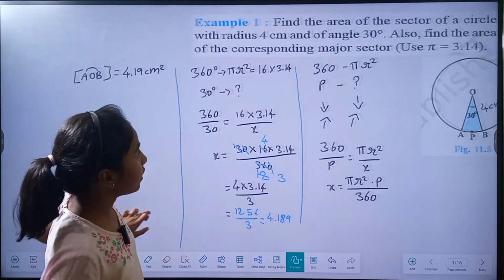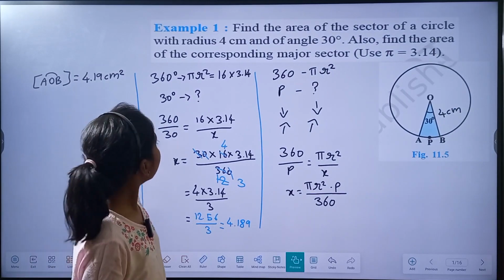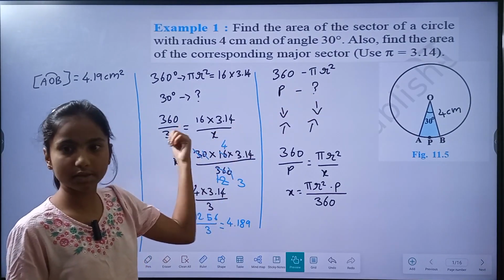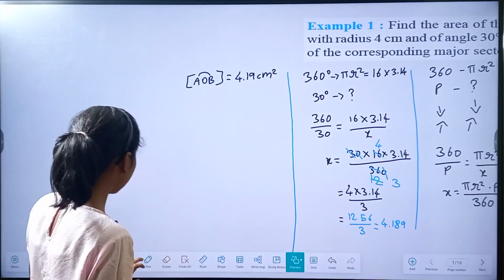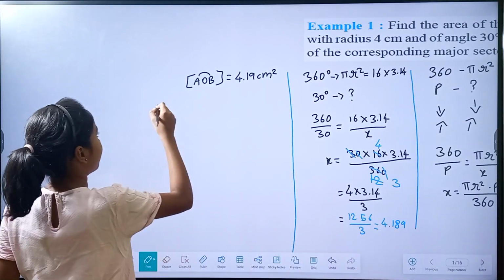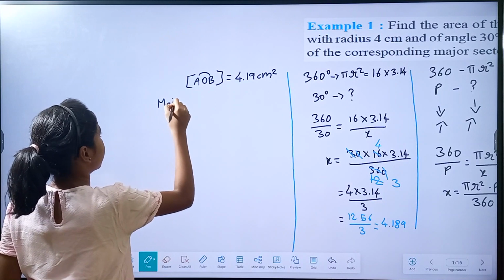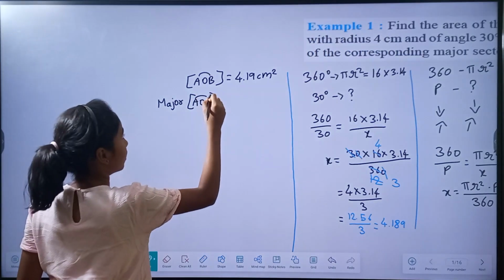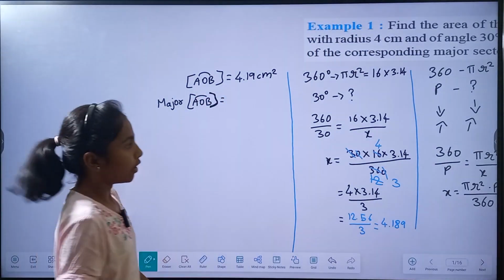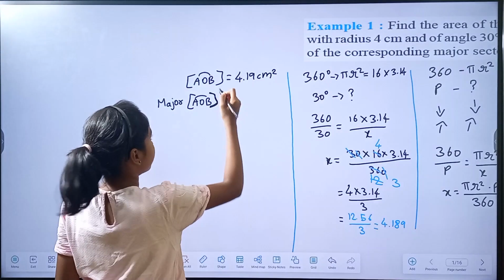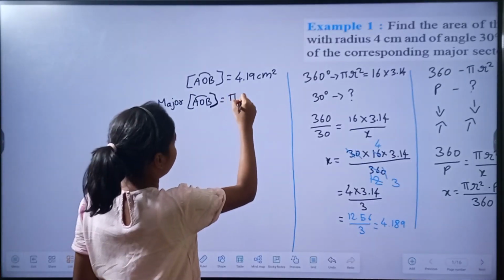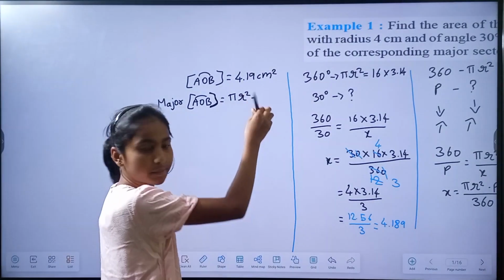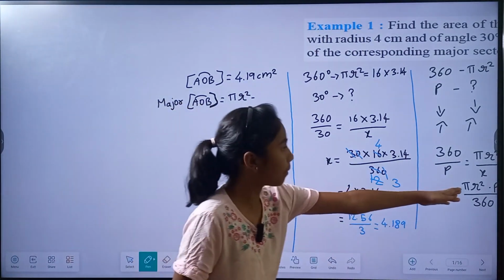They are also asking to find the area of the corresponding major sector. The major sector is the total area minus this minor sector. So major sector AOB equals the circle area, pi r square, which is 16 into 3.14, minus the minor sector area, which is 4.19 centimeter square.